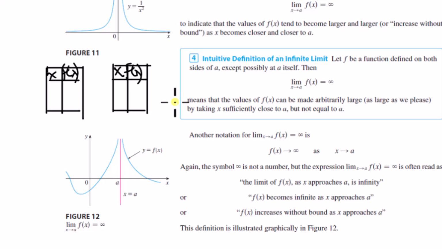There's no number that's too big that we can't, with our huge calculator, get an output that's close to that number by just plugging in a value of x as the input from either side of a that's close enough to a.